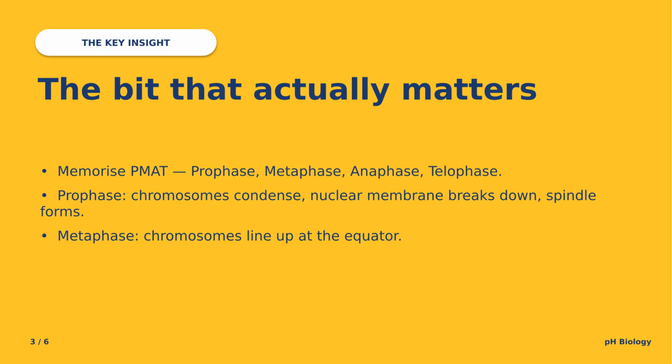Anaphase: sister chromatids are pulled to opposite poles. And then telophase: chromosomes decondense and new nuclear membranes form. Then cytokinesis splits the cytoplasm into 2 daughter cells.